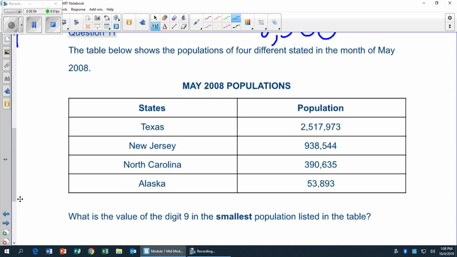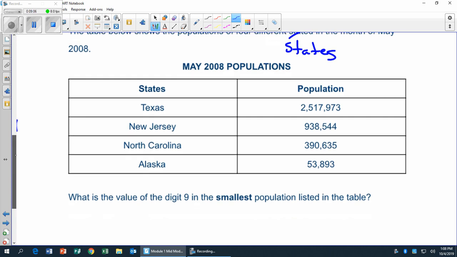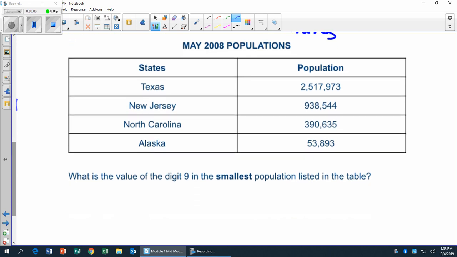Question 11. The table below shows the population of 4 different states in the month of May. What's the value of the digit 9 in the smallest population? So first I have to compare them and to see which is the smallest population. This is the smallest population. And now I have to find the value of the digit 9. So in this one I see the 9 is right here in the tens place. So its value is 90.